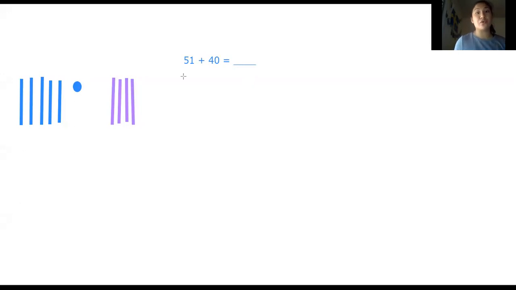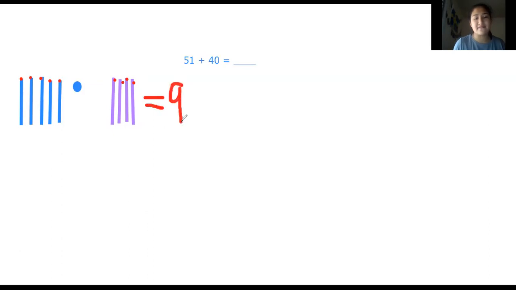Now let's find the total of those two numbers. So first, I'm going to count all the tens, then I'm going to count the ones. So I'll count 1, 2, 3, 4, 5, 6, 7, 8, 9 tens. 9 tens is equal to 90 plus 1 one. 90 plus 1 is equal to 91.